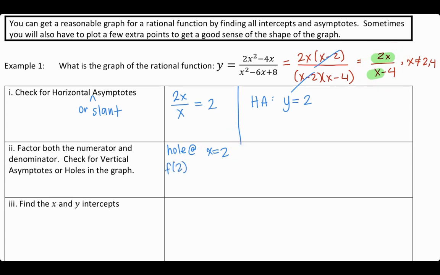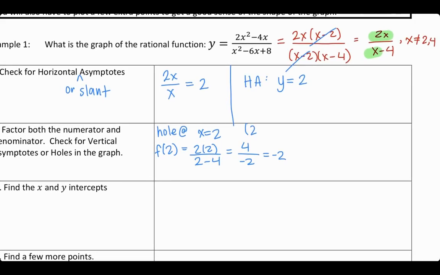What happens if I plug 2 in? We're plugging it into the simplified. We can't plug it in right here, but we can plug it in right here. So if I plug in 2, I have 2 times 2 divided by 2 minus 4, which is 4 divided by negative 2, or negative 2. So that means my hole is the point (2, -2). On my graph, there is not going to be a point at (2, -2). There'll be points around it, but at (2, -2) there is no point.